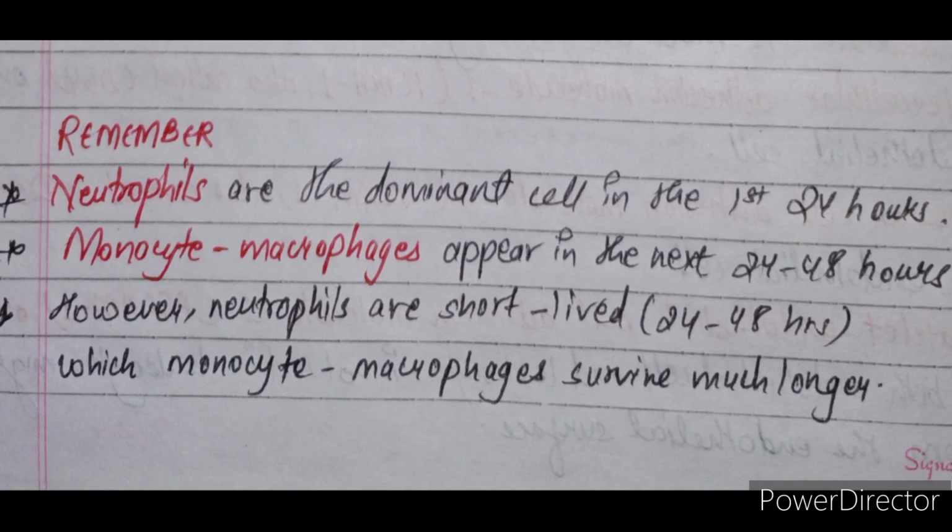Remember, neutrophils are the dominant cell in the first 24 hours. After that, monocytes or macrophages appear in the next 24 to 48 hours. However, neutrophils are short-lived, 24 to 48 hours, while monocytes and macrophages survive much longer.